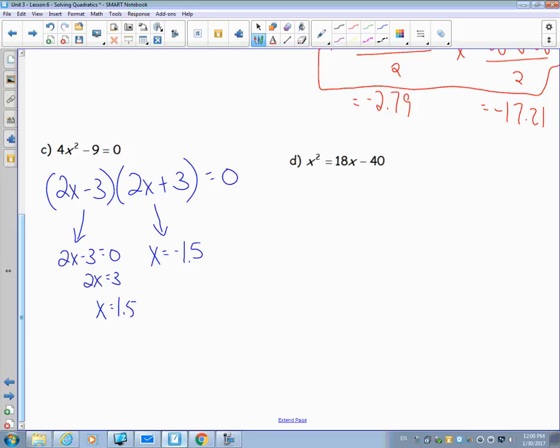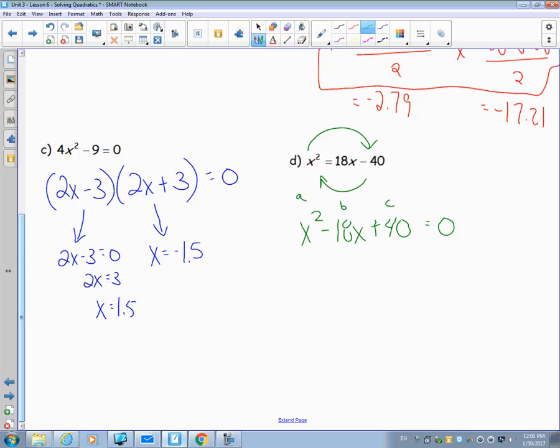Letter D, standard form equal to 0. Well, that's not true, so let's fix it. Our choice is either move everything to the right or move everything to the left. The way I decided is where my squared term is. I prefer to keep my squared term positive. So I'm going to move everything to the left. So x squared minus 18x plus 40 makes 0. Standard form. All right. I got A, B, and C in the right spots.